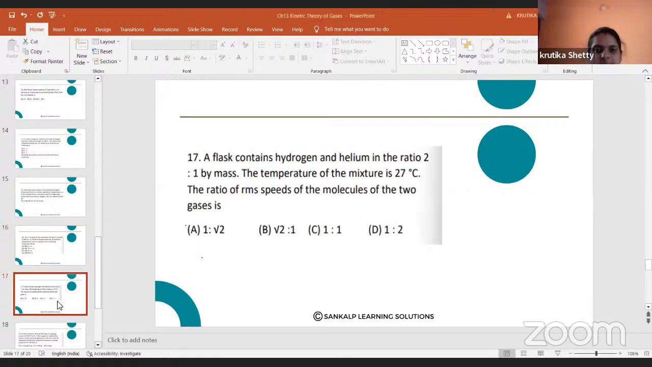Okay, a flask contains hydrogen and helium in the ratio 2:1 by mass. So you have a flask with hydrogen and helium. They are in the ratio of 2:1. The temperature of the mixture is 27 degrees Celsius. The ratio of RMS speed of the molecules of the two gases is. So here, whatever the ratio of the mass is, it is 2:1. Temperature is 27 degrees Celsius. They are asking the ratio of the speed here. So you can calculate by yourself, the VRMS. You can try it. Try and tell me the answer.